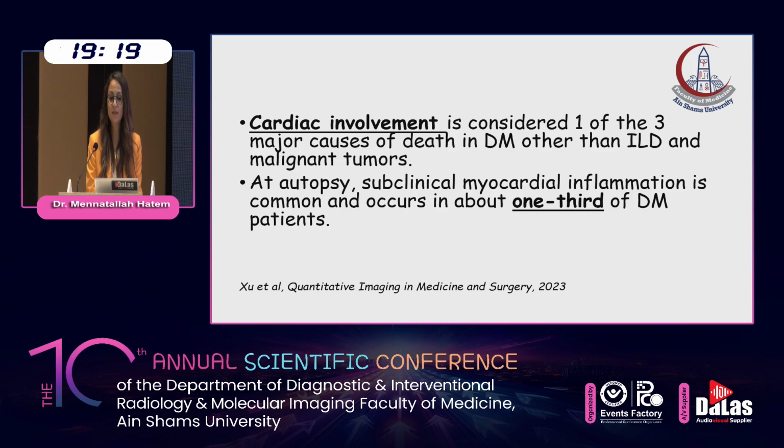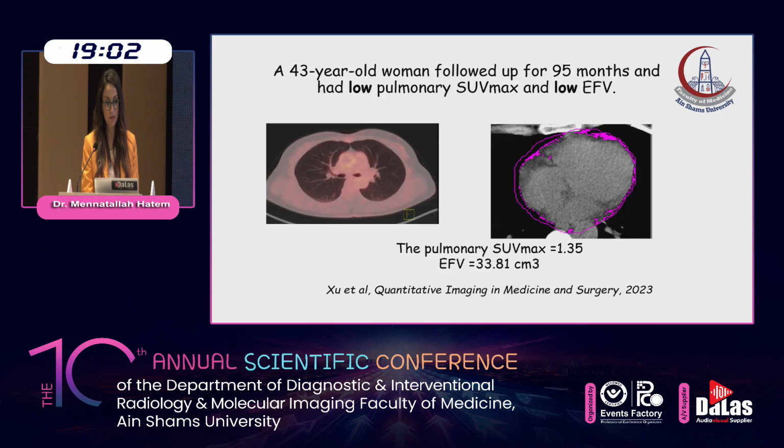Cardiac involvement is considered one of the 3 major causes of death in dermatomyositis other than interstitial lung disease and malignant tumors. At autopsy, subclinical myocardial inflammation is common and occurs in about 1/3 of dermatomyositis patients.